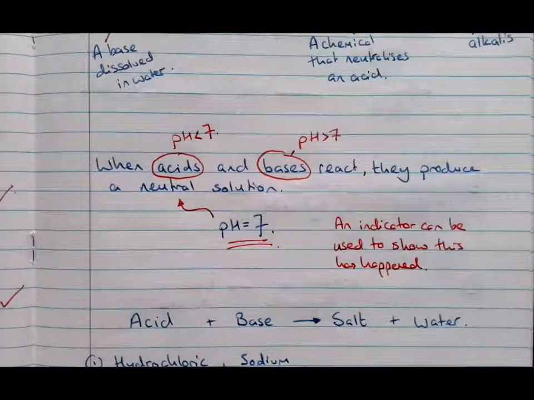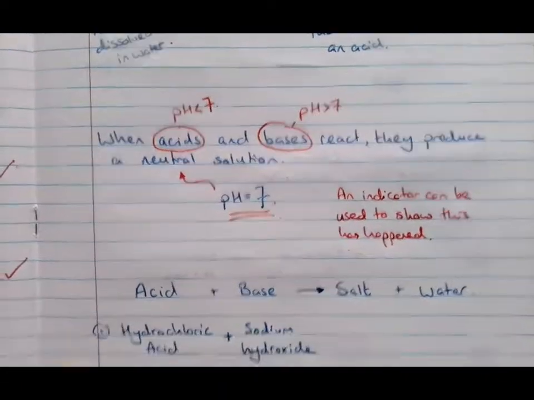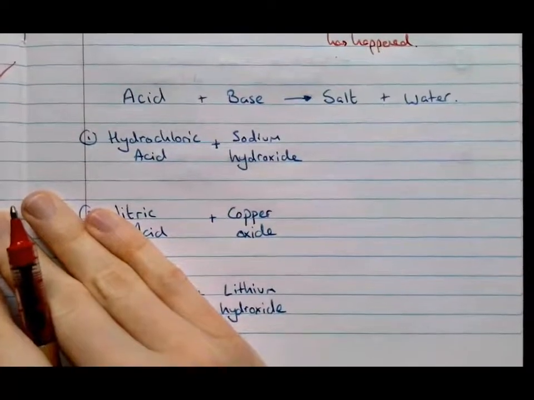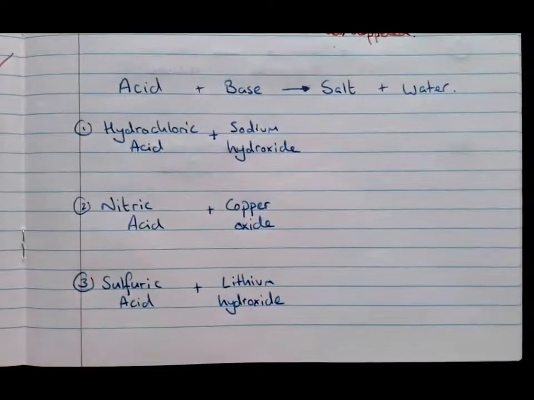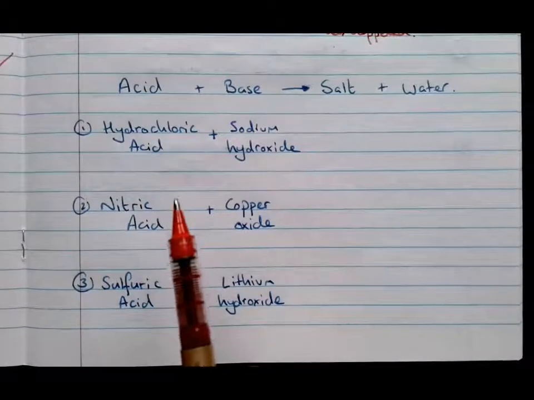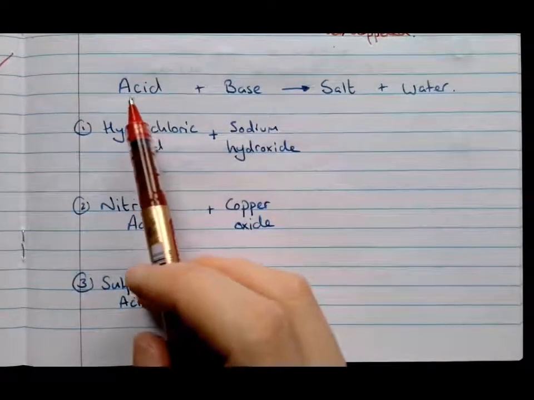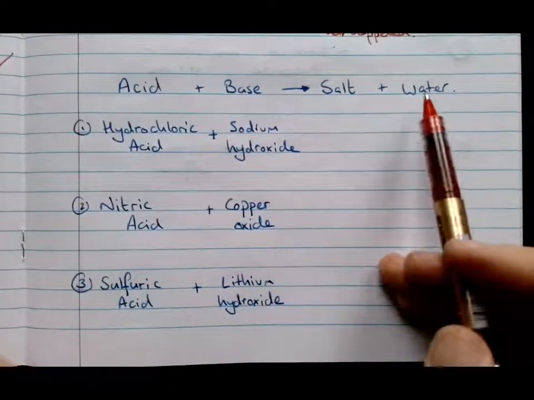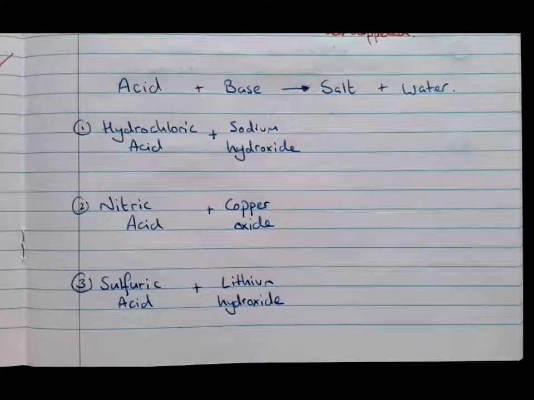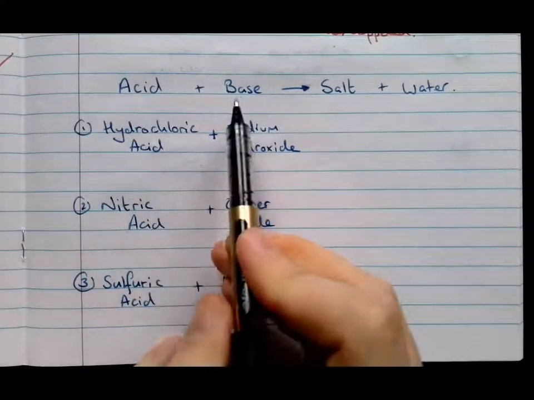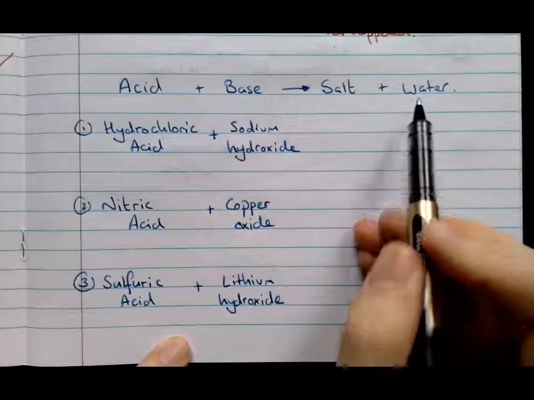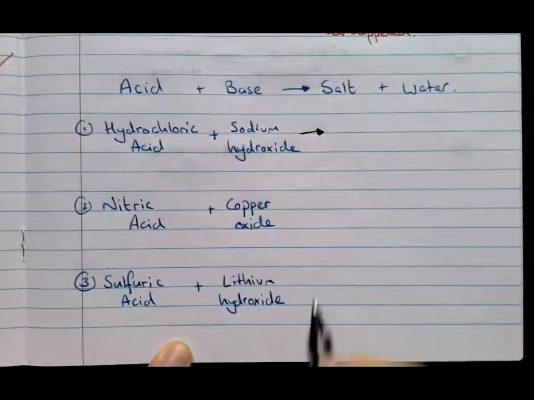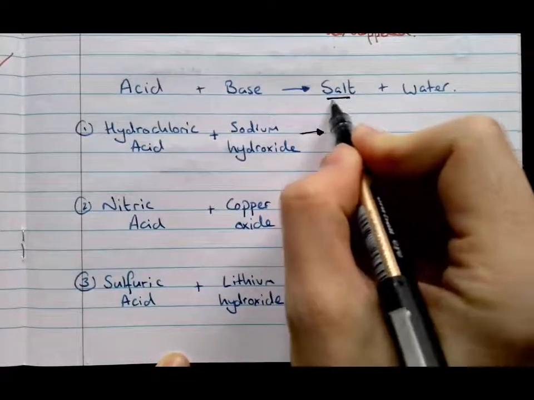But for now, we need to get some practice in how to write these equations out. So what I've got here is 3 reactions. They all follow the same pattern. An acid plus a base makes a salt and water. It's always exactly the same. So anytime you see an acid and a base reacting together, you know that it's always going to be a salt and it's going to be water. The only tricky part is what's the name of the salt?